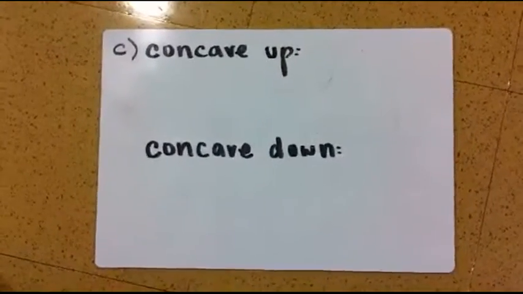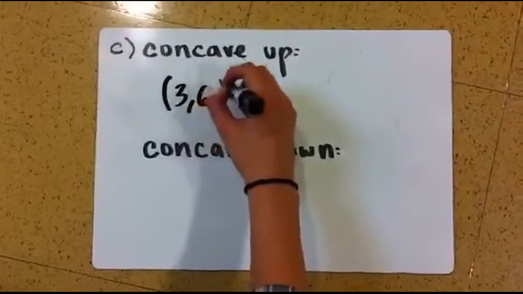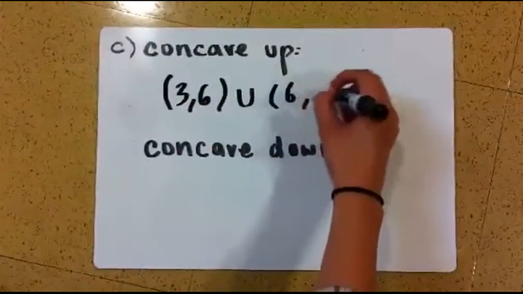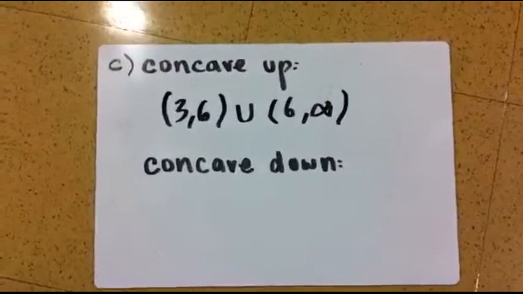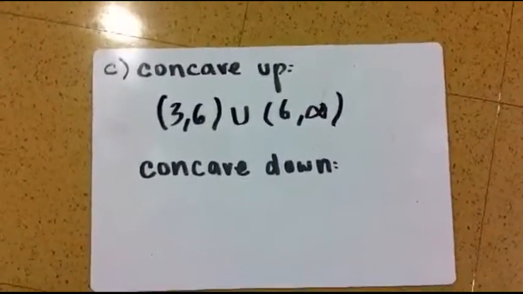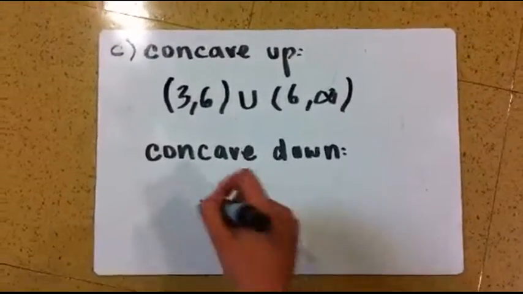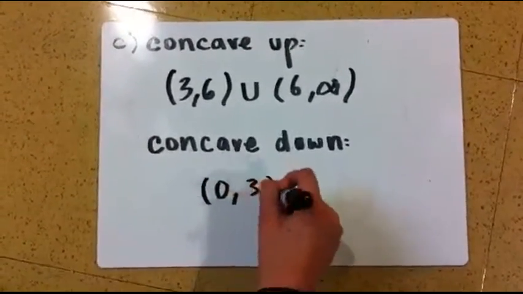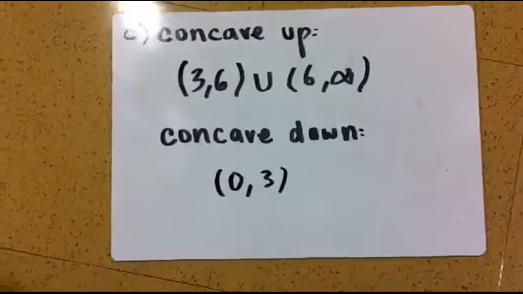The function f is concave up on the intervals 3 to 6 and 6 to infinity because the slope of the derivative graph is positive on those intervals, and then the graph of f is concave downwards on the interval 0 to 3 since the slope of the derivative graph is negative.